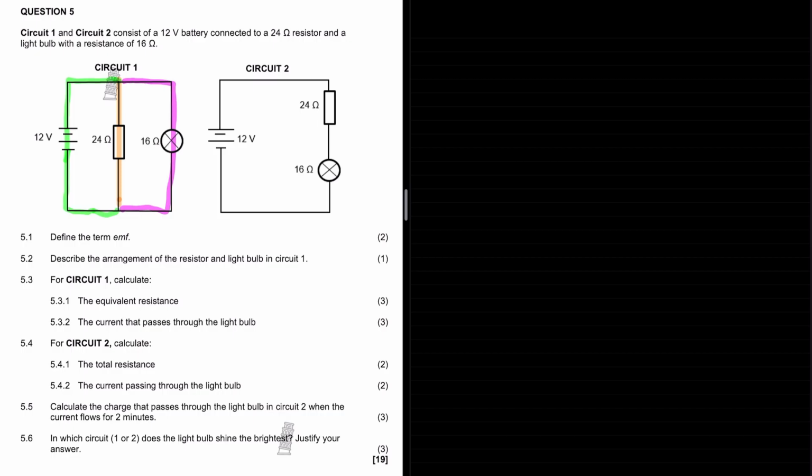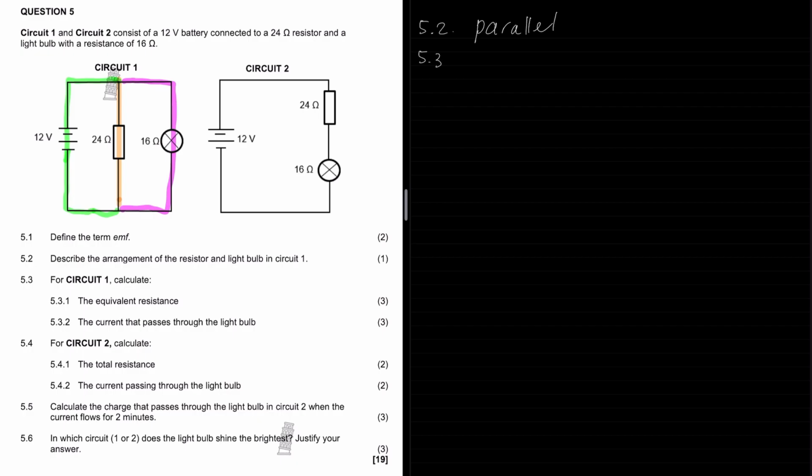So what we can understand here and what we need to remember is that whenever the current splits, the components that are connected there are going to be in parallel. So the answer to question 5.2, they are connected in parallel.